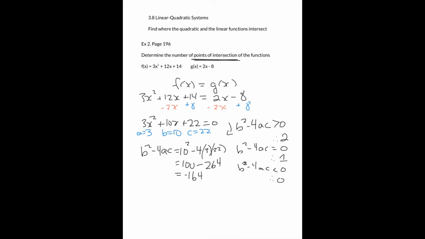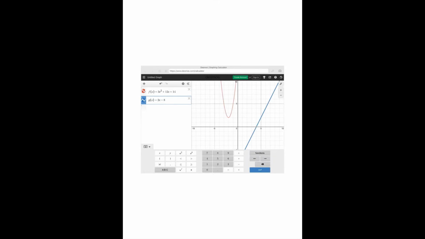So because my discriminant was negative, therefore there are no intersection points. So all I did was I just graphed the two equations from that example. So my red is my quadratic, my blue is my linear, and as we can see, there are definitely no intersection points, which is good because that's what we came up with.